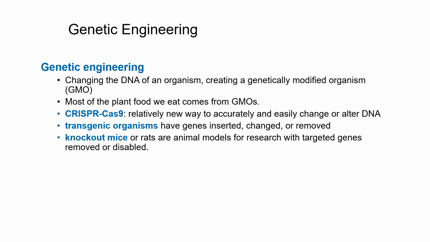There are knockout mice or rats or animal models for research, where targeted genes are removed or disabled, so they can test what genes are actually doing what. Since all mammals share about 95 to 97% of genes, if we can identify the gene in a rat or a mouse that does a specific thing or is related to a specific trait, then we can modify it in humans if we need to, which gets us to talking about genetic engineering in humans.